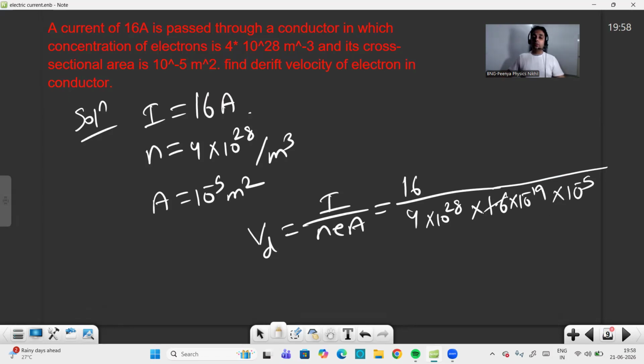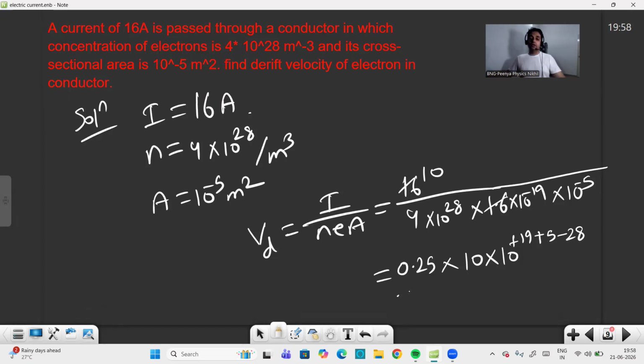So it is 1.6 into 10. Now here 1 by 4 is there. 1 by 4 we can write 0.25. Correct. Now here 10 to the power 28 will go down, and 10 to the power minus 5 will go up. Here we can write 10 to the power minus 19. So 10 to the power plus 19, minus will become plus 5, and plus will become minus 28.